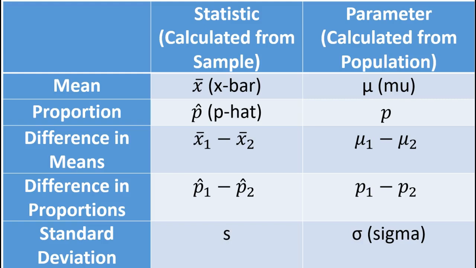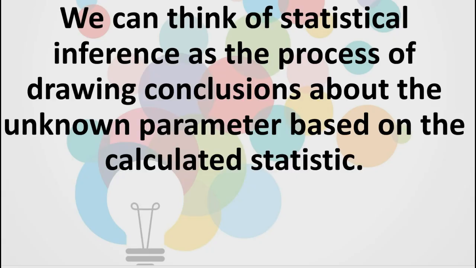Most of the time, we cannot collect population data, and since parameters are calculated from population data, we cannot calculate parameters directly. In cases where the population data cannot be collected, we can only learn about parameters via the statistic, which we can calculate. Recall from Chapter 1, we defined statistical inference as the process of using the information contained in a sample to draw conclusions about what is happening in the population. Now we can be even more specific. We can think of statistical inference as the process of drawing conclusions about the unknown parameter based on the calculated statistic. When we say unknown, we mean that the value of the parameter is unknown.